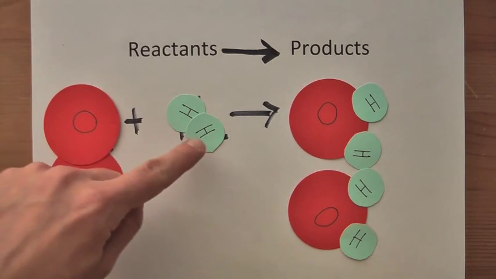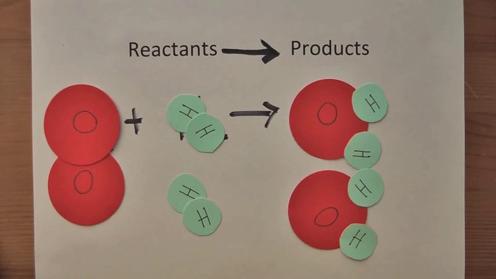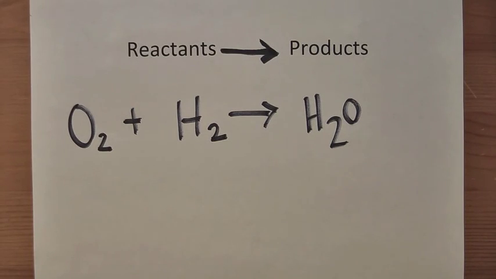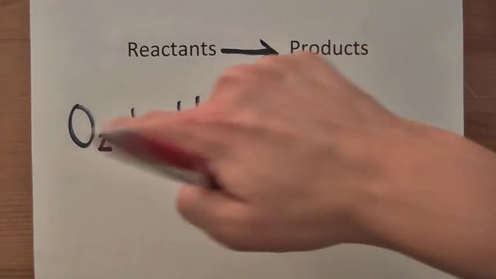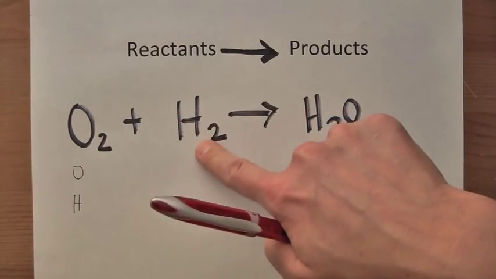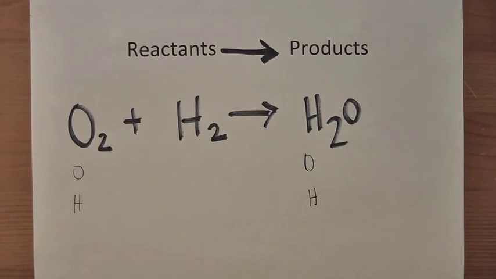And only 2 on this side. There is my balanced equation. Let's do the same exercise we just completed with paper, but now we must do it with paper and pencil. On this side, I have oxygen and I have hydrogen. I also have oxygen and hydrogen on this side.